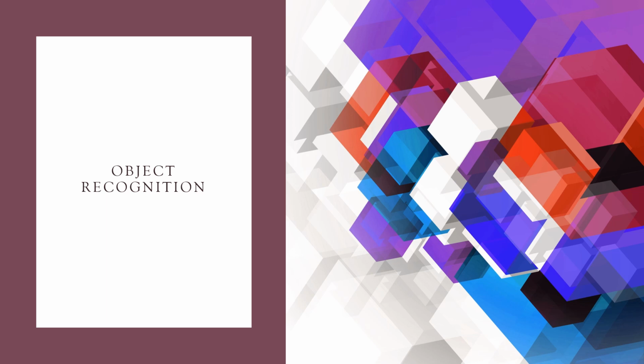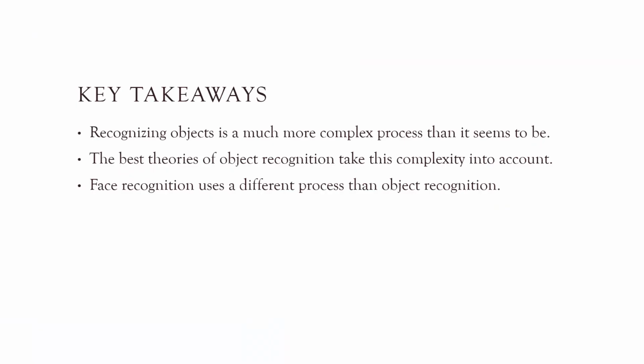And then perception is where our brain takes that energy and tries to interpret it and make sense of it in a way that we can actually interact with the environment or get useful information from it. So today we're talking more about that perceptual level of how we recognize objects. Number one, I want you to take away that recognizing objects in our environment is a much more complex process than it seems.